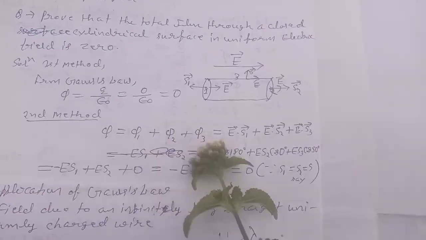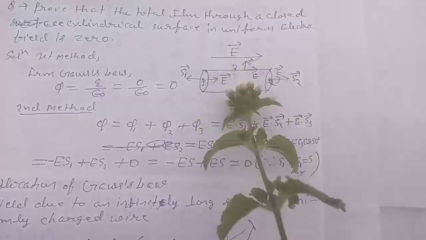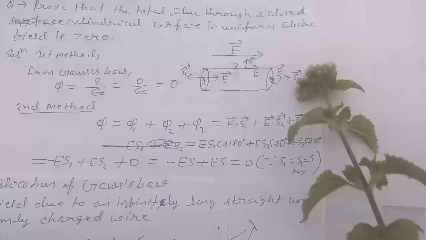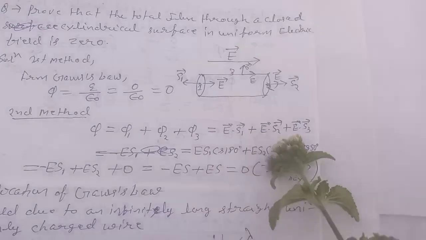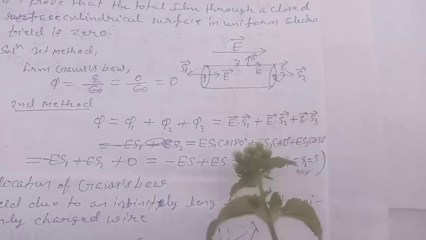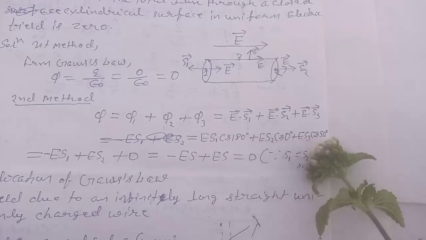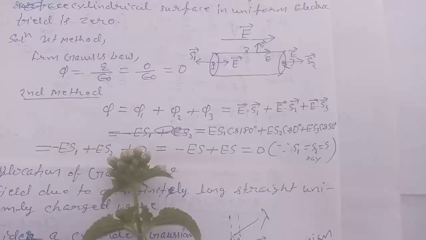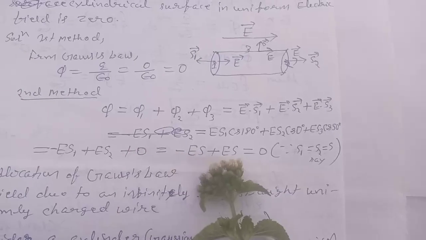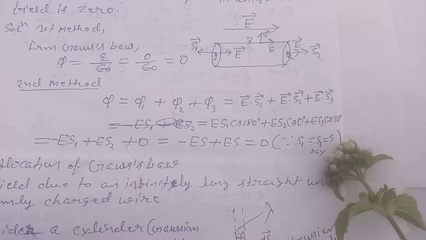Now the second method. Phi equals phi 1 plus phi 2 plus phi 3, that is, flux through surface 1, flux through surface 2, and flux through surface 3. Surface 3 is the curved surface. So we can write E vector dot S1 plus E vector dot S2 plus E vector dot S3, or E S1 cos 180 plus E S2 cos 0 plus E S3 cos 90, or minus E S1 plus E S2 plus 0, or minus ES plus ES equals 0, since S1 and S2 are equal to S.